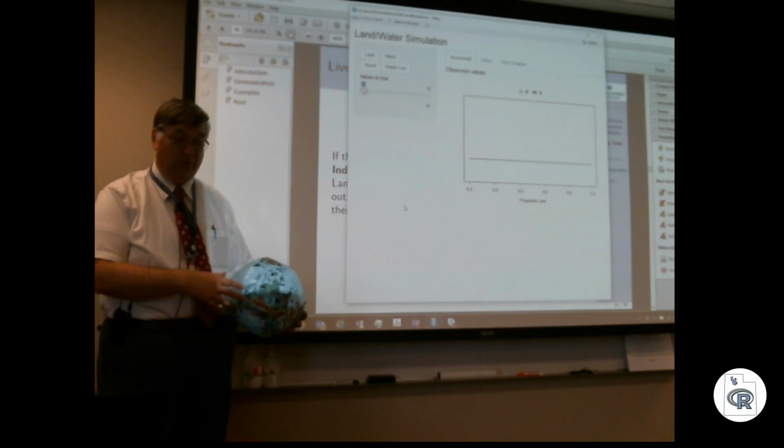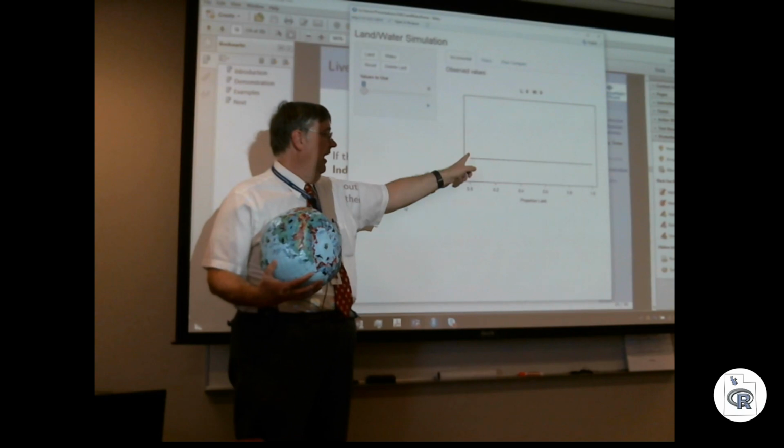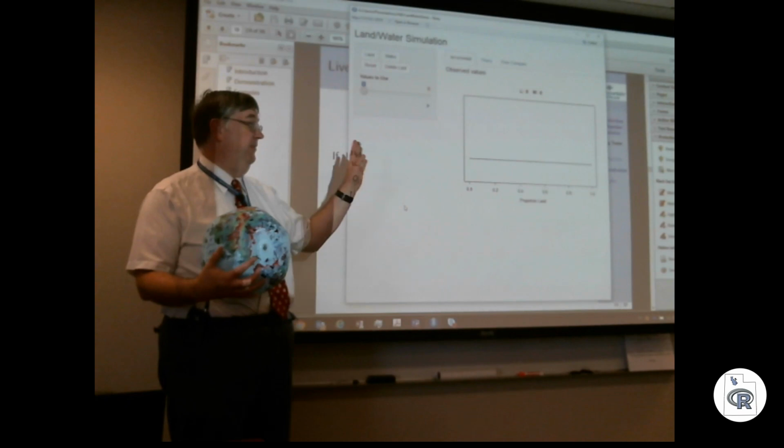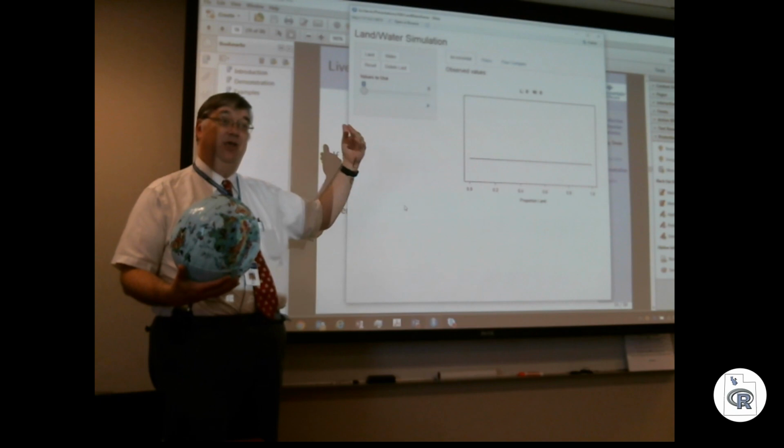I'm starting off here with the uniform prior, that the proportion of land is between 0 and 1. I'll show you the effects of using some other priors in a minute. Before we know anything, it could be any value from 0 to 1, and I'm saying I don't know anything here. But as I add data, you'll see it update that prior to give a posterior. Essentially, at each step, the posterior becomes the new prior as we update with a new data point.